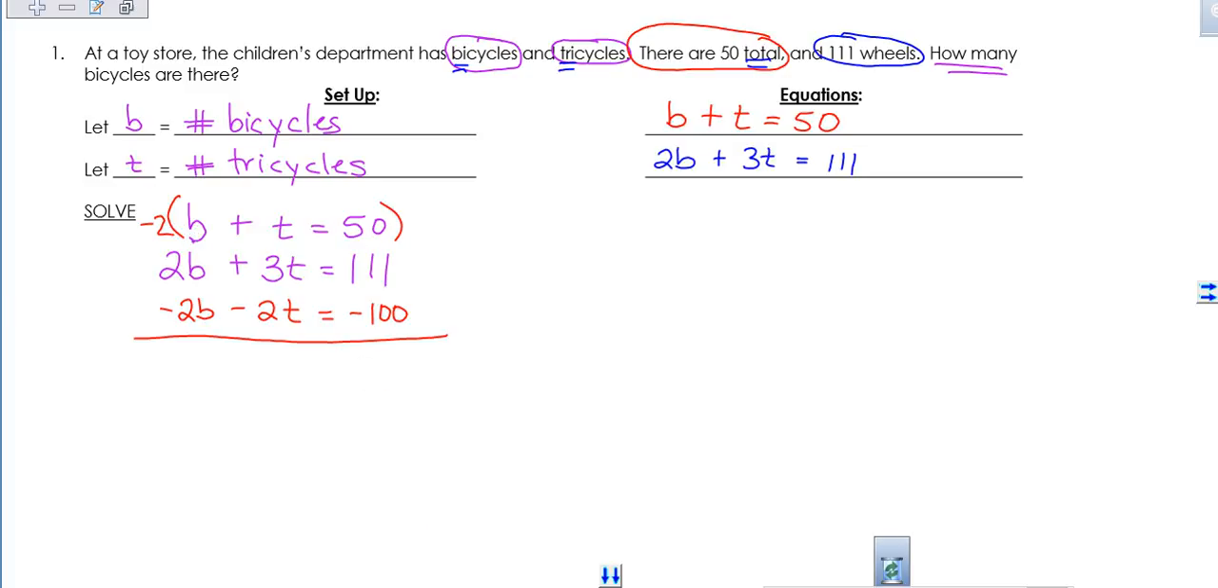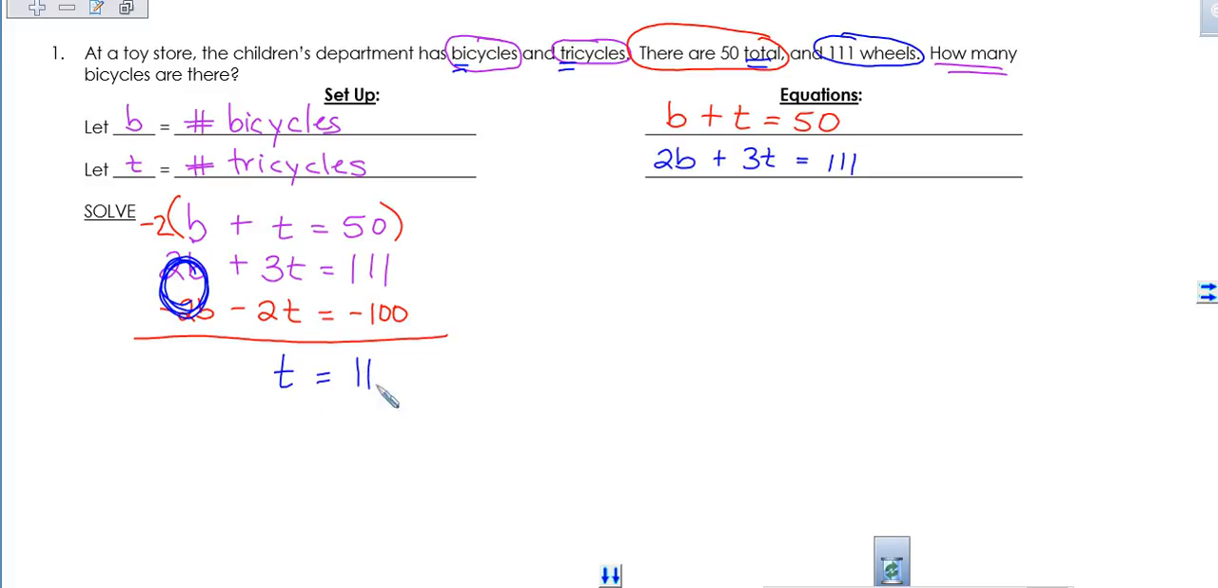That's one of the most common mistakes people make: they forget to combine or multiply those all the way across. Okay? So then you just double check, do we have the same number? Yes. Do we have opposite signs? Yes. Then that means we can eliminate this one, because 2b's minus 2b's is 0b's, or there's 0. 3t's minus 2t's is 1t, or just t, equals, and 111 minus 100 is 11.